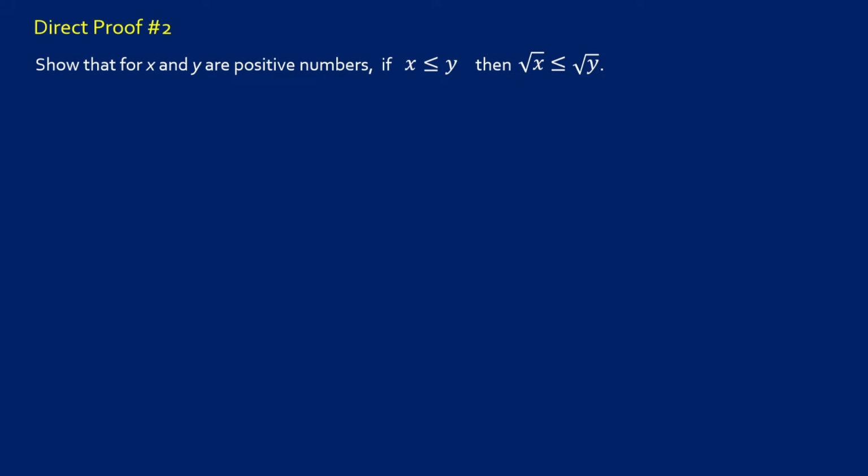Show that for x and y being positive numbers, if x is less than or equal to y, then the square root of x is less than or equal to the square root of y. So this is our P arrow Q. What we can do is assume that x is less than or equal to y, and our final step should be that the square root of x is less than or equal to the square root of y. And we want to do this with algebraic manipulations without just using the square root symbol. We're not just going to take the square root of both sides. We're going to go with some definitions and some algebraic manipulations.